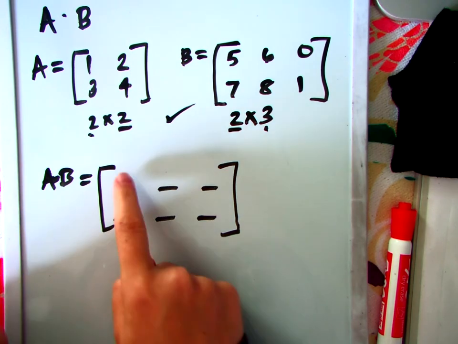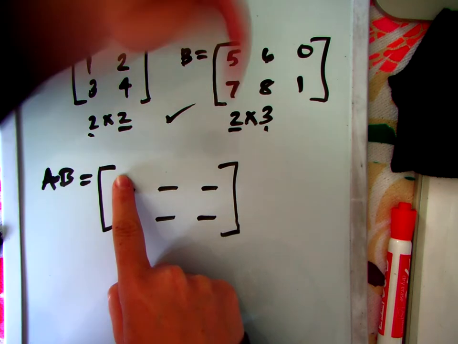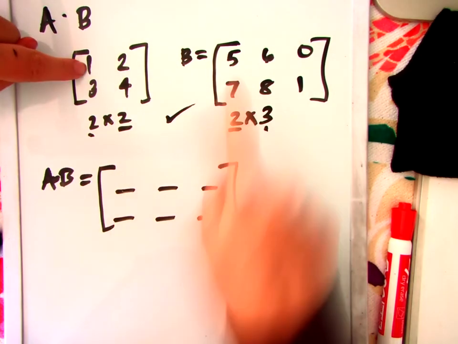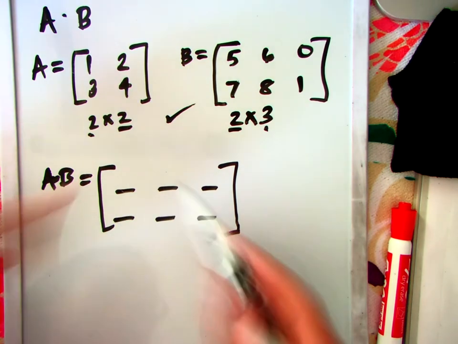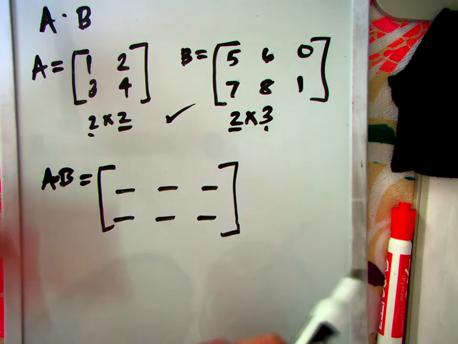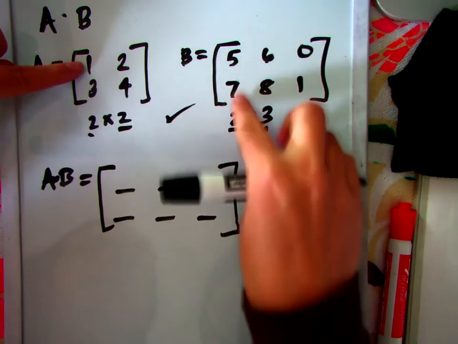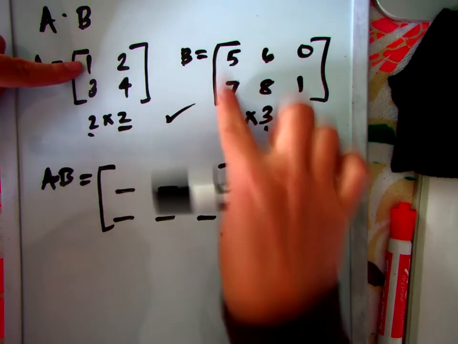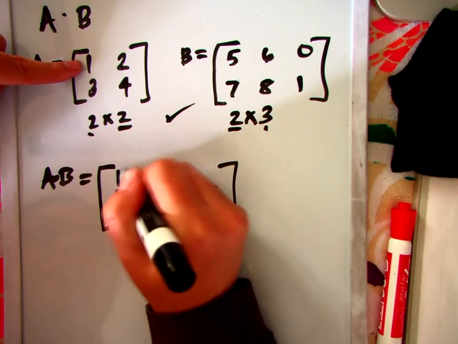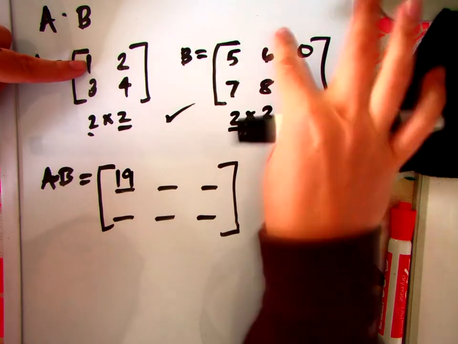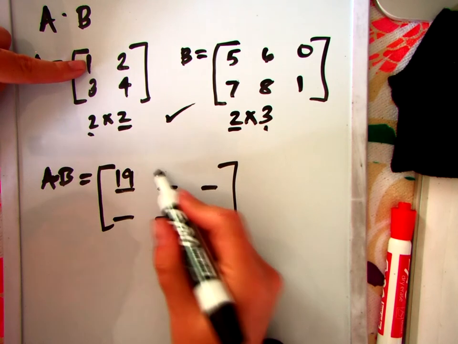To get the answer in row 1, column 1, we use row 1, column 1, and we find the inner product. We multiply corresponding entries. Most of this matrix is going to be the same as what we just saw in the previous one. What I want to talk about is this final answer. Row 1 is 1, 2, and column 1 is 5, 7. So 1 times 5, 2 times 7, and then I add those. We're still getting 19. Row 1, column 2: 1 times 6, 2 times 8. I add those together. I'm still getting 22.